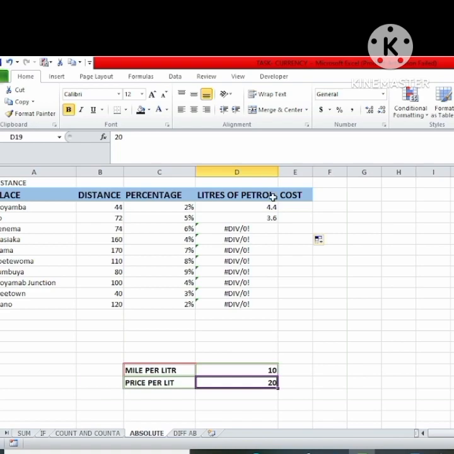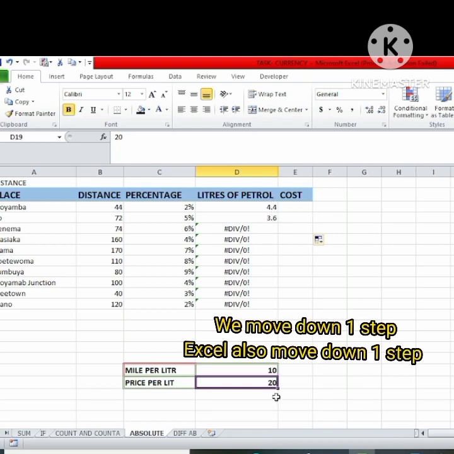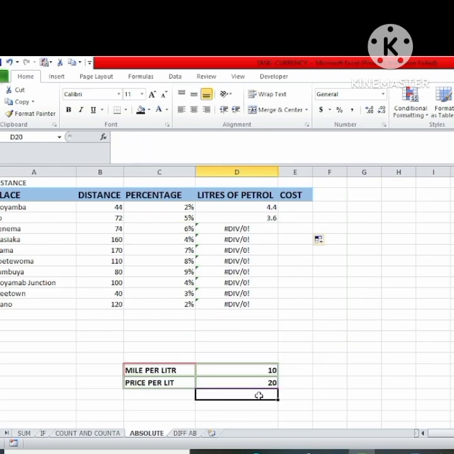20. Because we move one step, and Excel also moves one step. And when you come here, Excel moves also to D20, and D20 here is an empty cell. That was the reason why you have an error of #DIV/0!. That is telling you have divided a number by an empty cell.